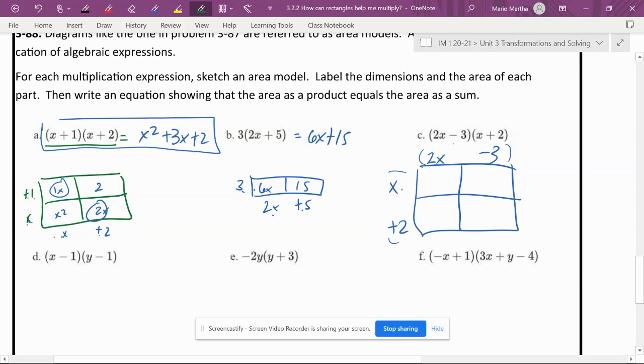So here, 2x times x gives us 2x squared. x times negative 3 is negative 3x. 2x times 2 gives us positive 4x. And then negative times a positive is a negative, gives us negative 6. So this would be equal to 2x squared. Combine the like terms. That would be positive x minus 6.